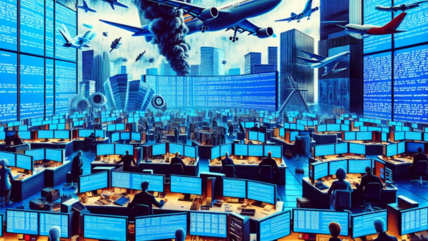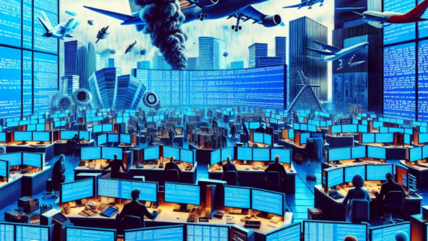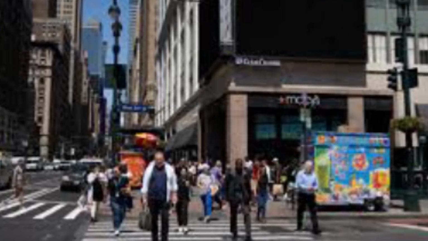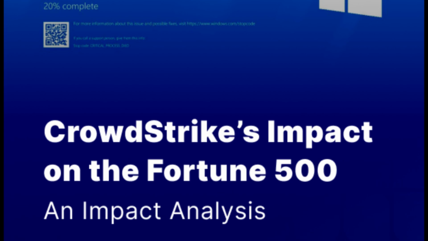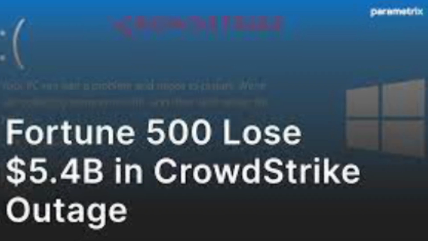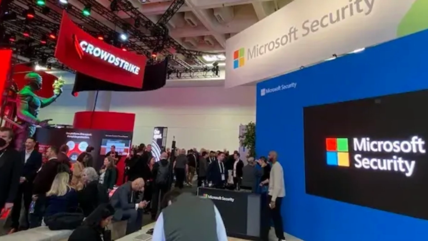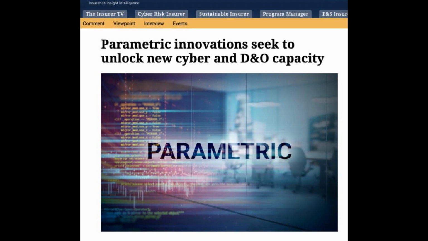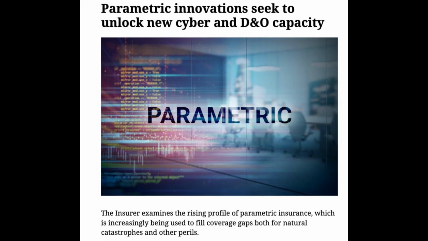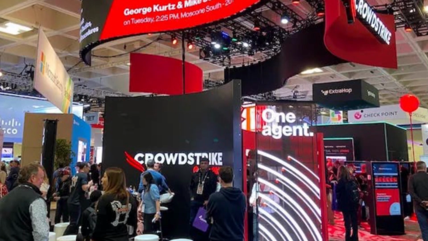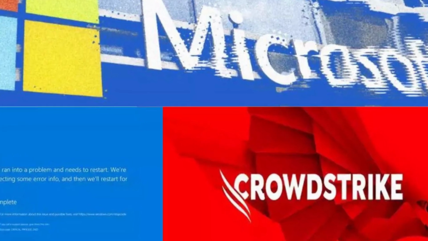Since the CrowdStrike incident on July 19, many people have been curious about the costs to affected businesses. The cost to Fortune 500 companies was $5.4 billion, according to a new report from cloud outage insurance firm Parametrix Insurance, which ran an analysis to quantify the devastation on impacted businesses.